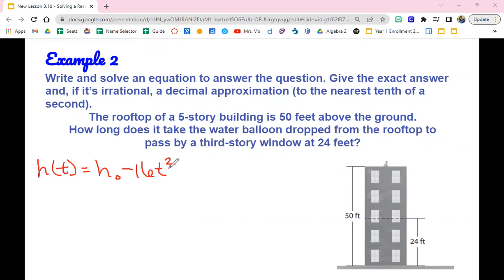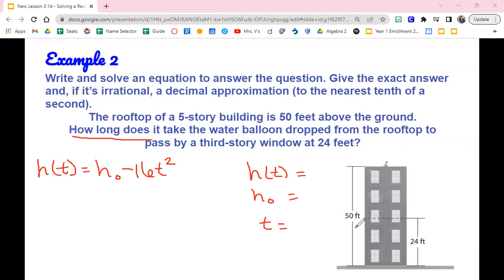So we still have a quadratic. It's an initial height. Basically, we're going to have a starting point. So we have 3 unknowns this time. We have our height, we have an initial height, and we also have time once again. So what are we looking for?